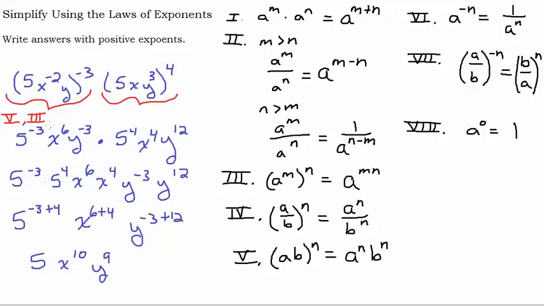Notice up here 5 to the negative 3rd. I could have done 1 over 5 to the 3rd, and that would be 1 over 125. That would have been fine. But I chose not to do that because I saw I had a 5 to the 4th over here, and I knew I would be able to add these exponents together and just get 5, and that would make it easier.